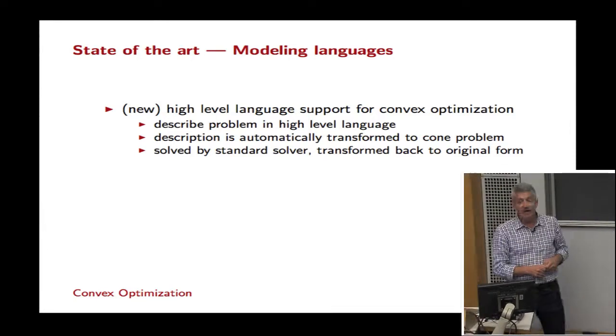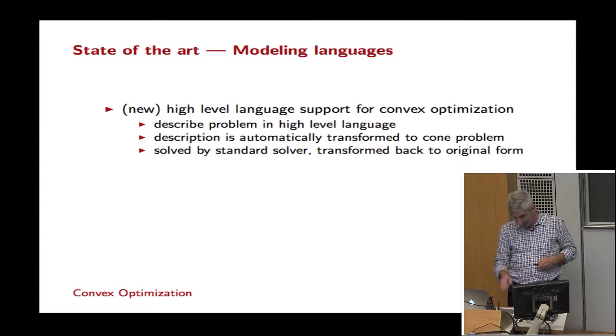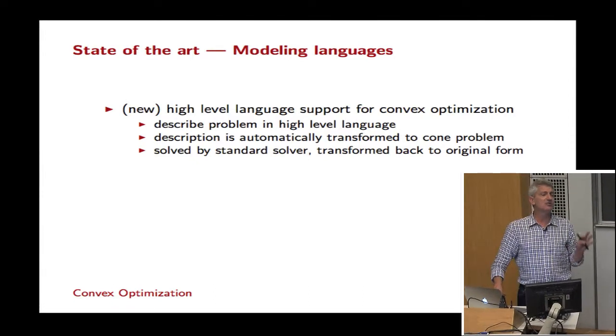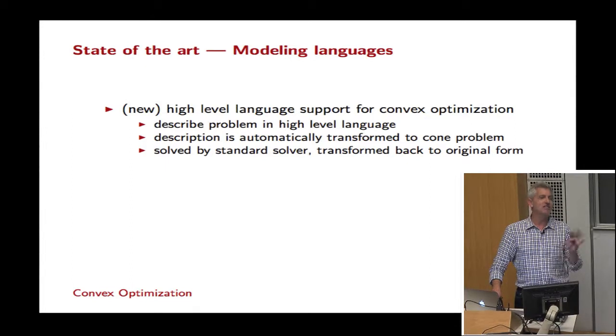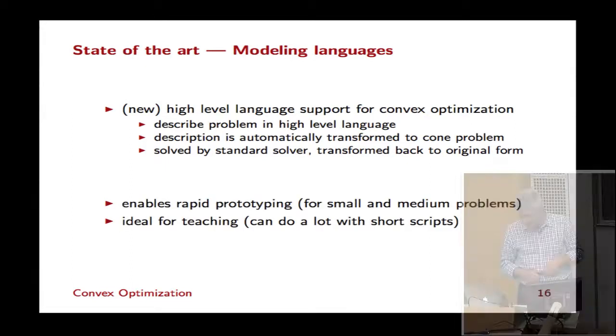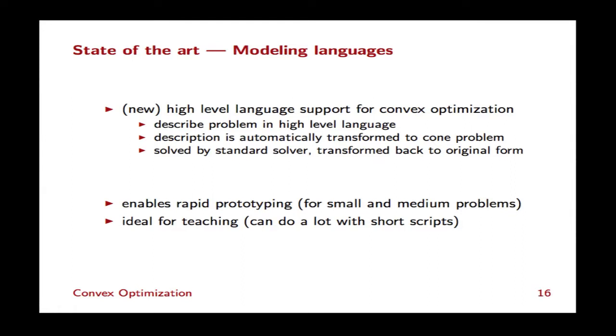So this is the idea, right? The idea of a modeling language goes way back. A modeling language that knows a lot about convex optimization, though, is something relatively new. And what this does is it enables rapid prototyping of problems, for small and medium problems, and it's great for teaching. Right?